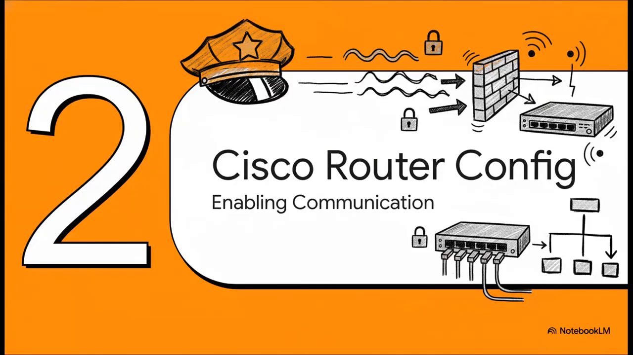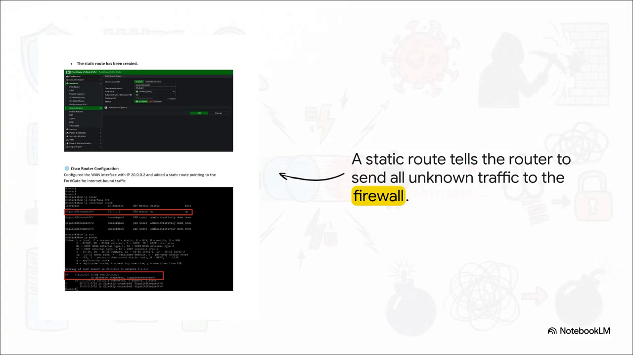Of course, having a firewall is great, but it's pretty useless if traffic doesn't even know how to get to it in the first place. And that's where the network's traffic cop comes into play, the Cisco router. The magic is happening right here in this little line of code. This static route, it's basically a simple instruction for the router.